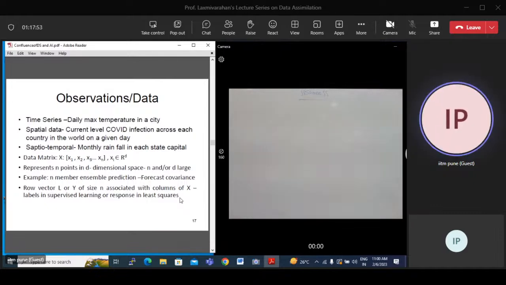Monthly across Maharashtra, spatial temporal. The last one represents the data matrix. What is the data matrix? In many aspects of AI and data science, we deal with this fourth form of data. X is a matrix. Each xi is a column vector of size d. There are n columns, each column is of size d. You can think of each of the n columns to be n points in a d-dimensional space.